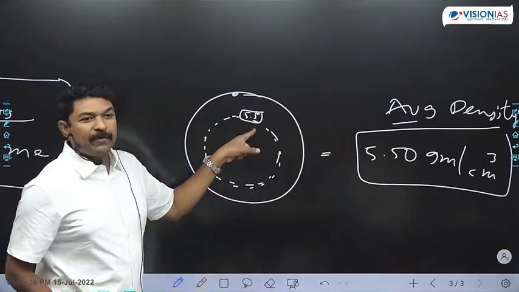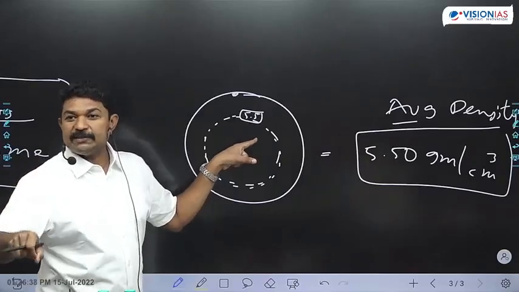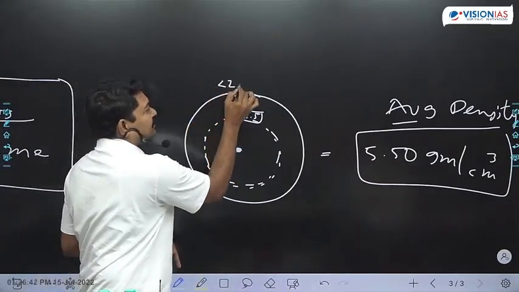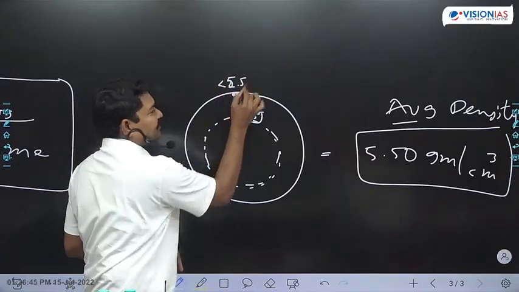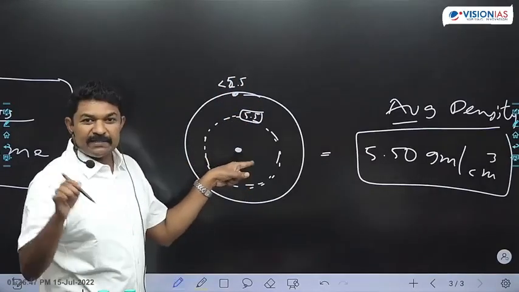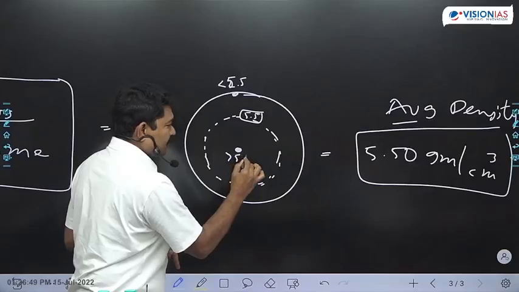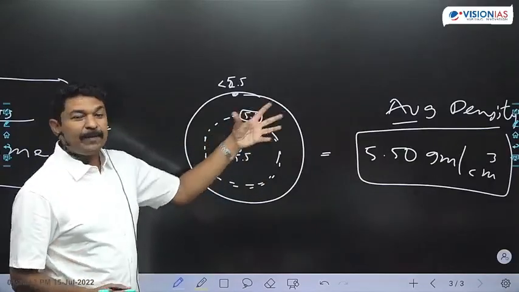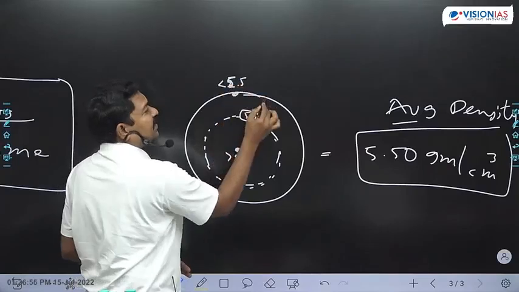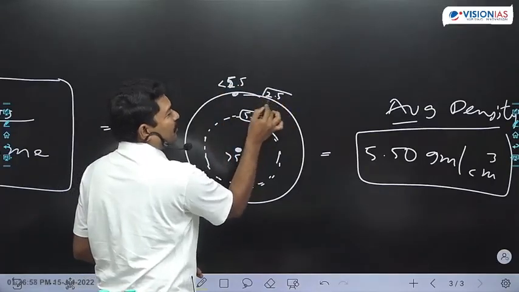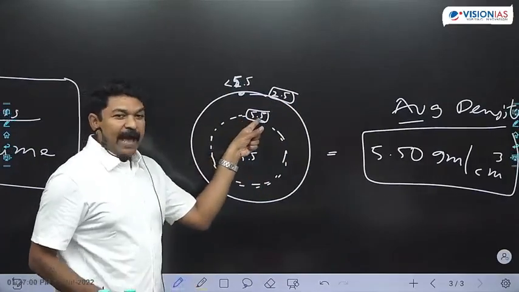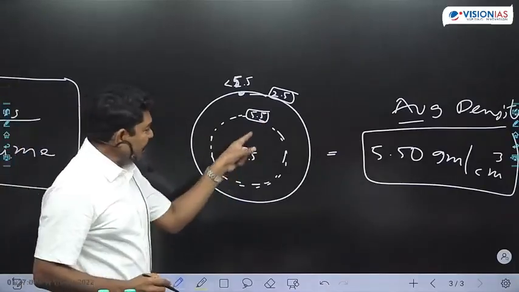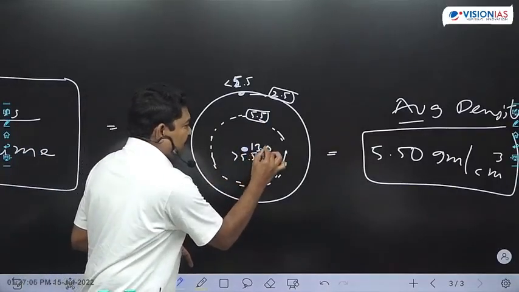When it is 5.5, what type of density should be on the top? Definitely less than 5.5. What type of density should be at the center? It should be more than 5.5. If it wants to be 5.5 in the middle, the density at the surface should be around 2.5. They came to know that the maximum density should be around 13 at the center.